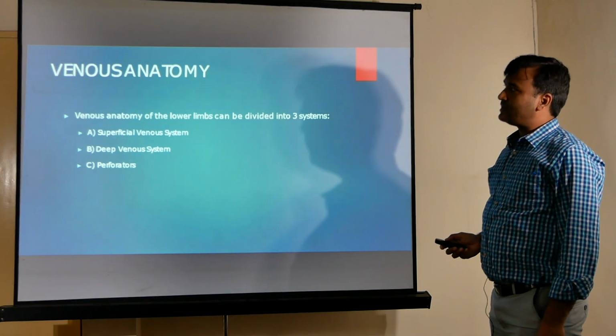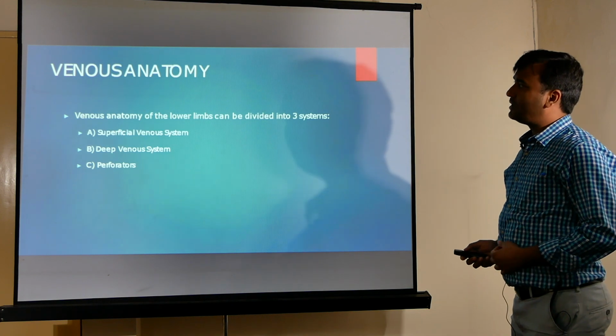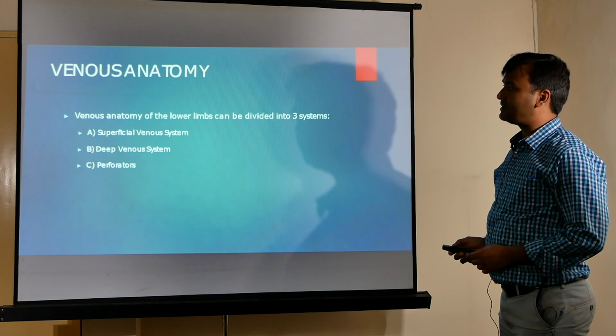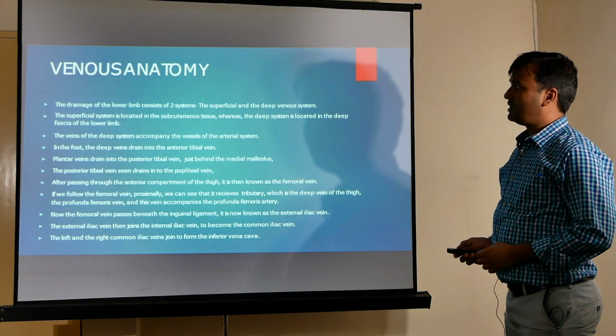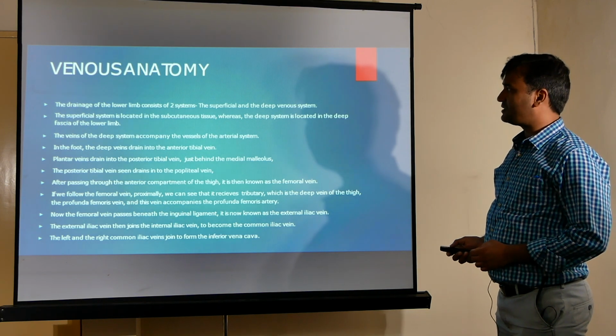First we will go through the venous anatomy, just before varicose veins. The venous anatomy of the lower limb can be divided into three systems: one is the superficial, the deep venous system, and perforators. The drainage of the lower limb consists of two systems, the superficial and deep venous system.